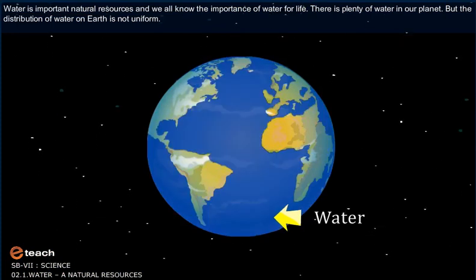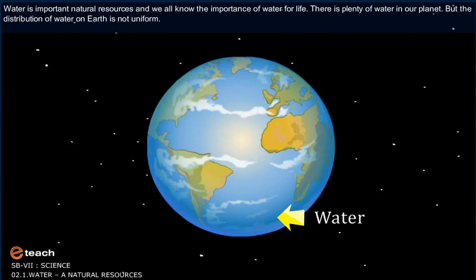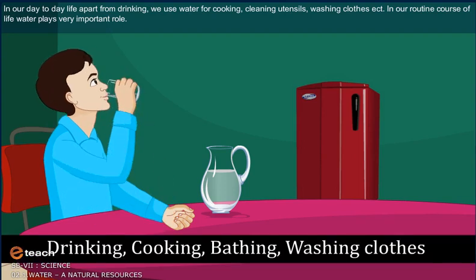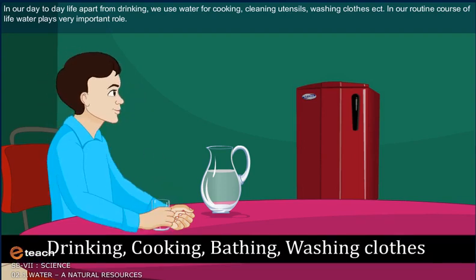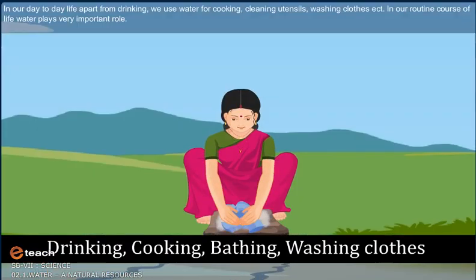There is plenty of water on our planet, but the distribution of water on Earth is not uniform. In our day-to-day life, apart from drinking, we use water for cooking, cleaning utensils, washing clothes, etc. In our routine course of life, water plays a very important role.